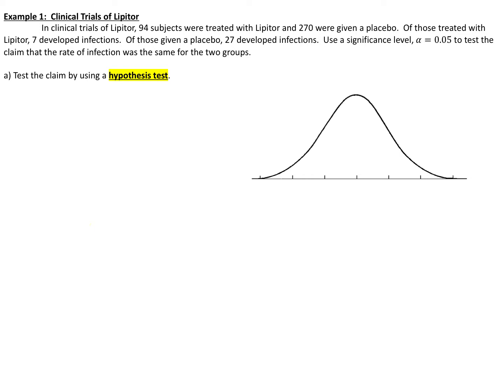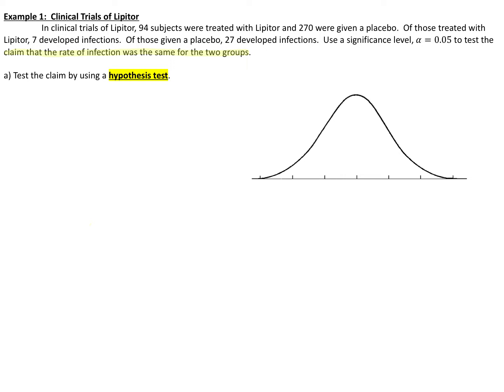So in this video, we'll test the claim by doing a formal hypothesis test. And then in the next video, we'll test the same claim, but we'll use an appropriate confidence interval. So to test the claim by hypothesis test, the first thing I recommend that you do is highlight or underline the original claim that you're trying to test. So here that claim is that the infection rate is the same for the two groups.